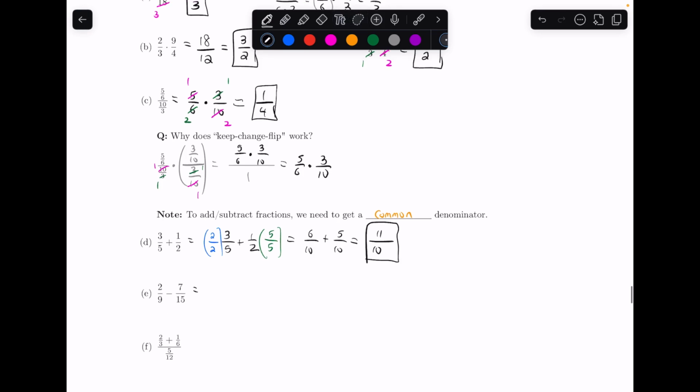So for this one, I got a 2 over 9 minus 7 over 15. And again, they're different denominators, so I got to get a common denominator. So I'll have to multiply the top and the bottom of each of them by something. And I could do the first one by 15 by the other denominator. I could do this one top and bottom by 9. But that would give me a very big denominator, and I'm wondering if there's something smaller that'll work.